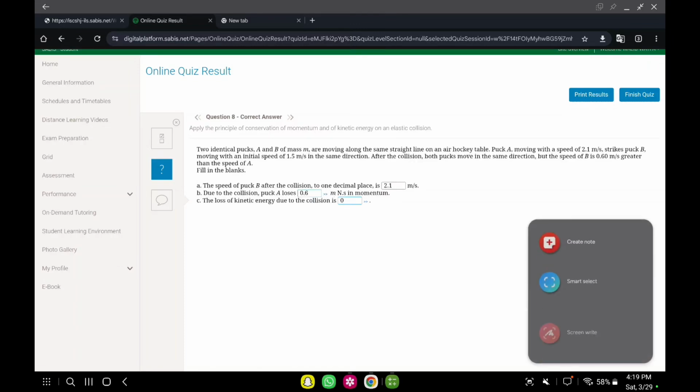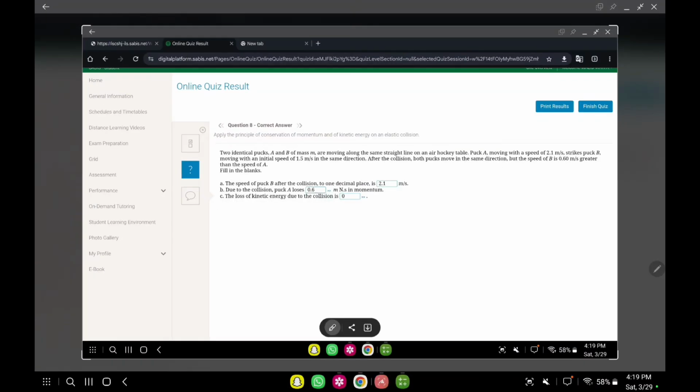Two identical pucks, A and B, both have mass m, and they're moving along the same straight line on an air hockey table. Puck A is moving at 2.1 meters per second and strikes puck B, moving at 1.5 in the same direction. So they're both going like this, here A, here B. Anyways, after the collision, both pucks move in the same direction, but the speed of B is 0.6 greater than A.